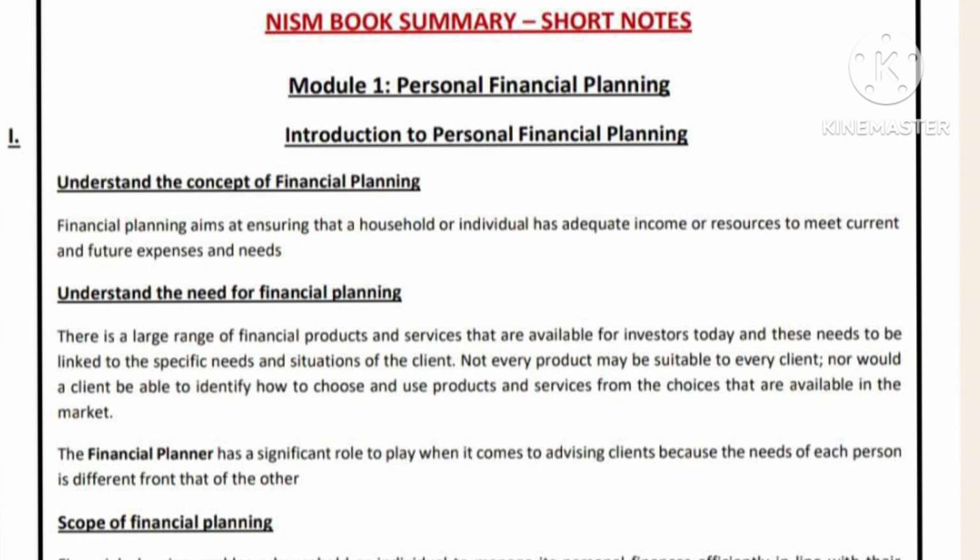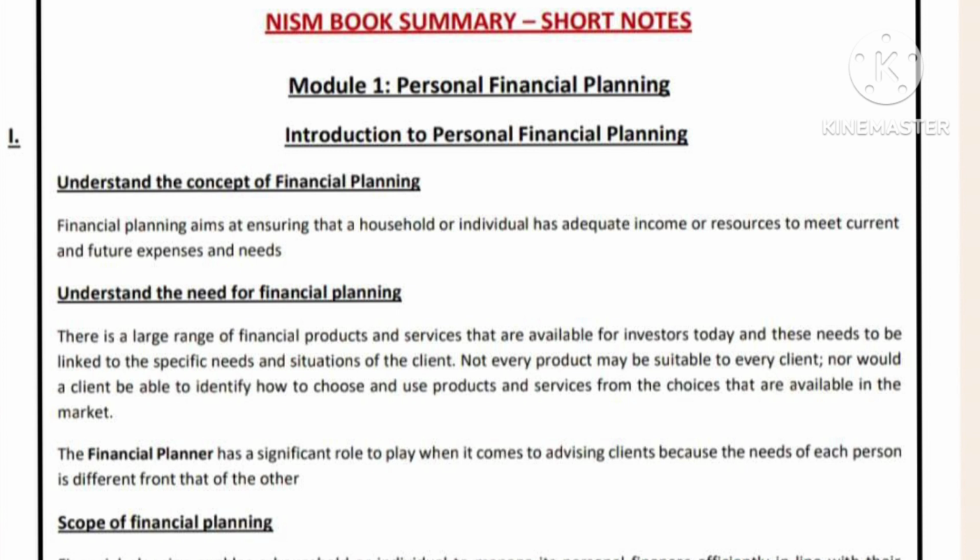If there is a client who is a senior citizen, we cannot advise them to invest or trade in the derivative segment. They may be interested in some kind of fixed income instrument like bonds and debentures. So for such clients, we will advise products which are safe and which will give capital protection as well as good returns, better than the fixed deposit, beating the inflation, right? So financial planning has a significant role to play when it comes to advising clients, because the need of each person is different from that of the other.